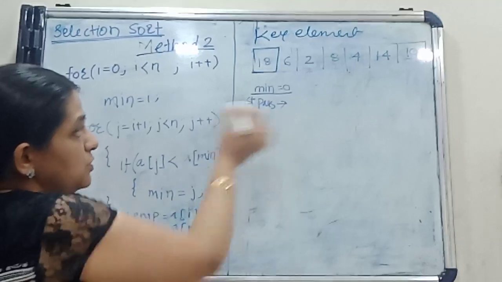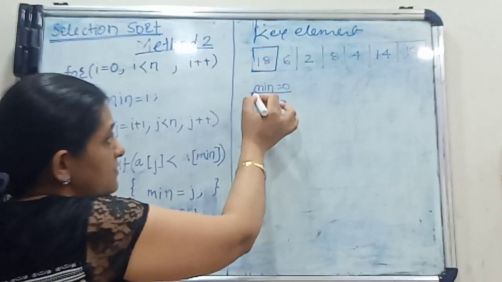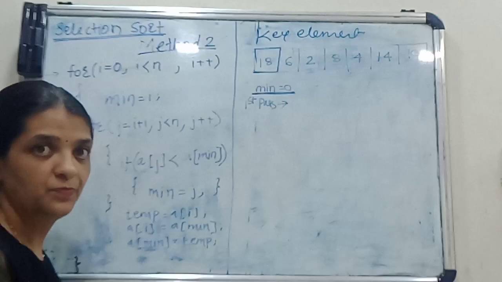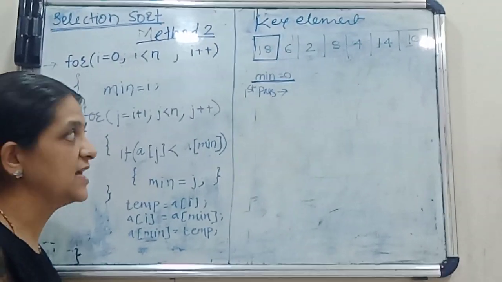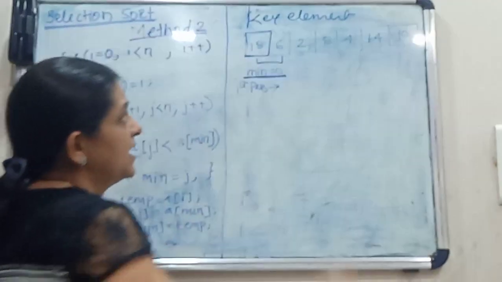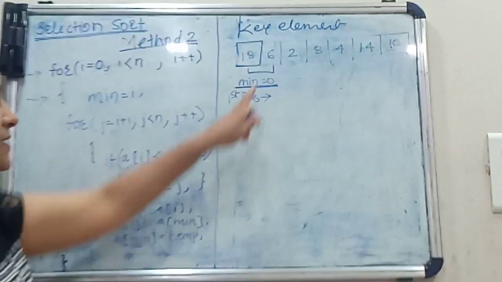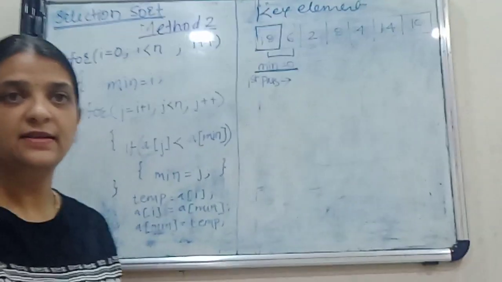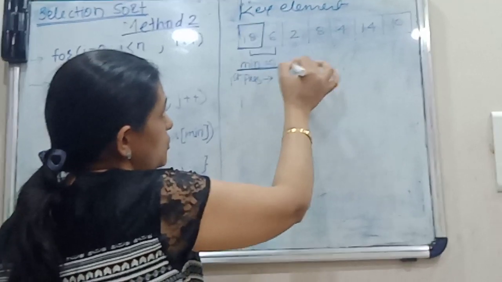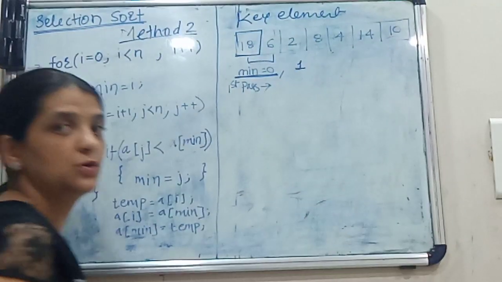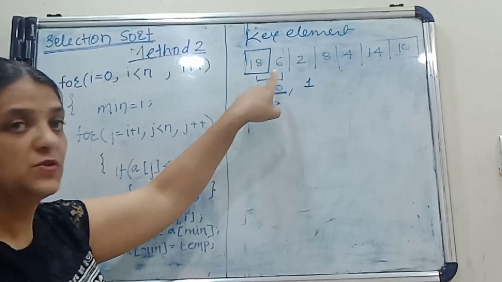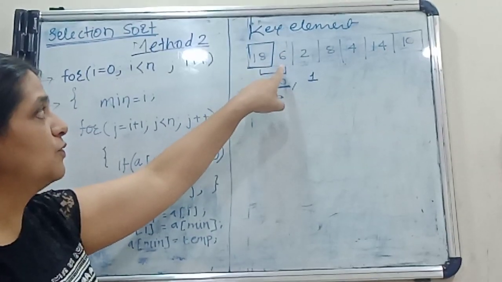So in the first pass, the mean will be considered as 0. The mean we have remembered as 0. Now 18 will be compared with 6 and you find that 6 is smaller than 18. And so mean will be changed from 0 to 1, because the position of the smallest number is now 1.